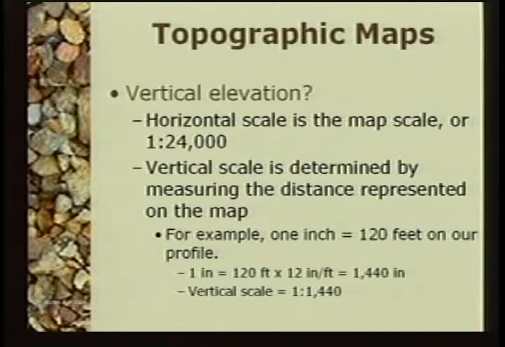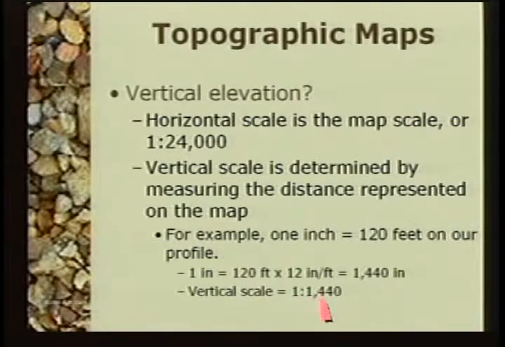then we would say that 1 inch on our vertical profile is equal to 120 feet on the Earth's surface times, we need to get this in inches. Remember, we're working in inches, so we have to compare inch to inch, just as we did here. 1 inch is 24,000 inches on the Earth. So 120 feet times 12 inches per foot, remember feet cancel out, and we're left with 1,440 inches. Our vertical scale is equal to 1 to 1,440.